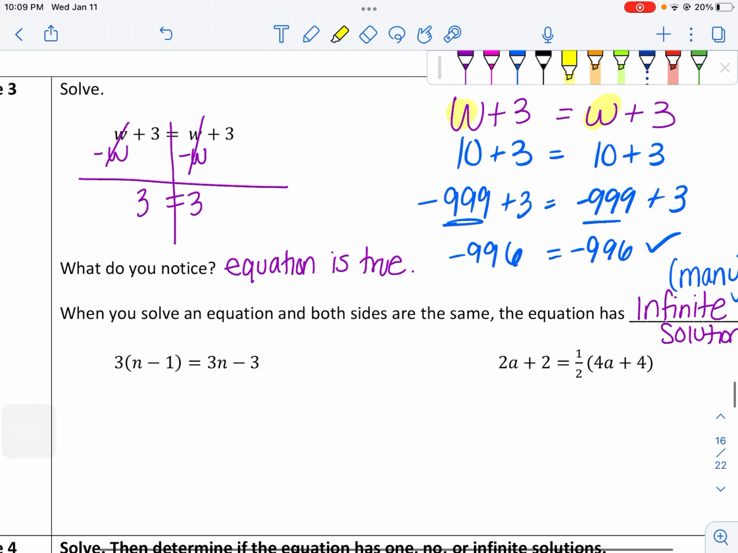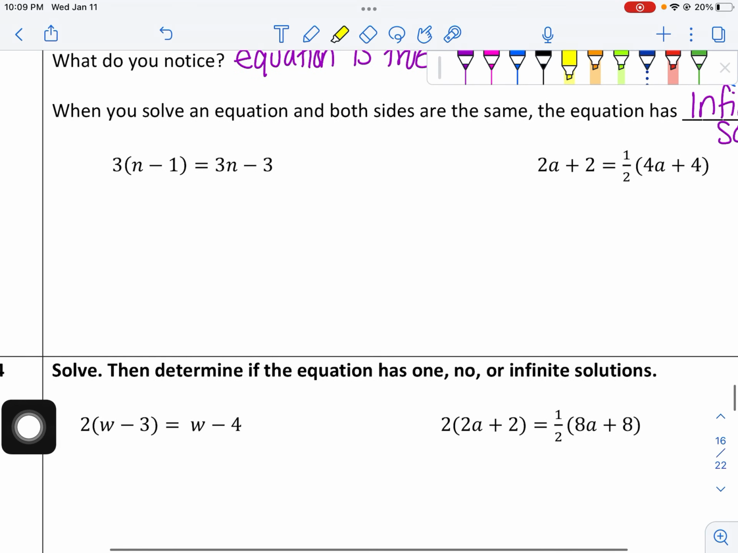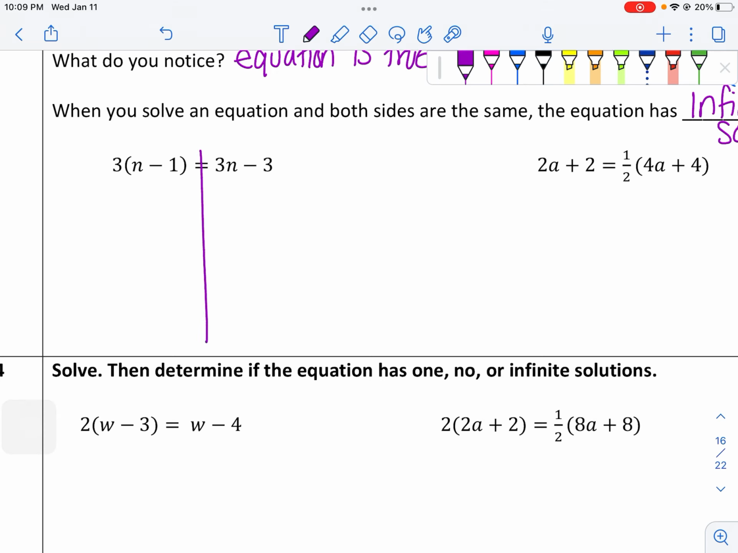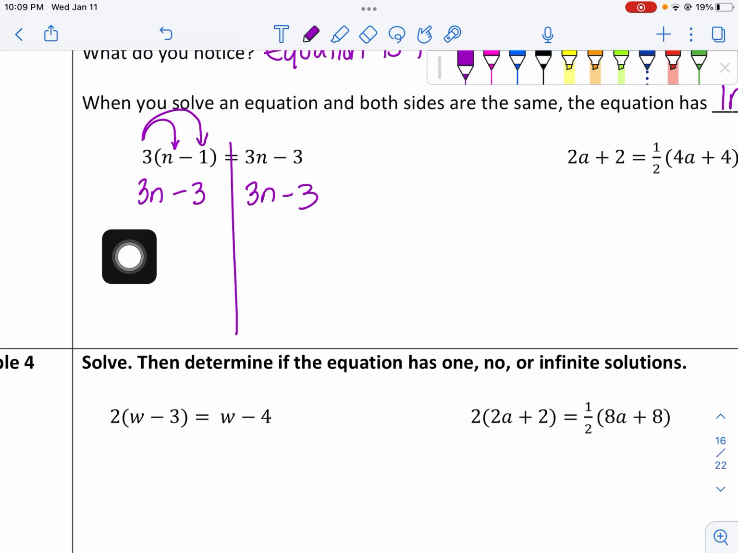So sometimes it's obvious when the equations are the same, like it was here. w plus 3 is equal to w plus 3, but not always. Sometimes they look different, but then they end up being equal. So in this one, we have a distributive property and then an equation. So if we distribute, we have 3 times n, which is 3n, and then 3 times negative 1, which is negative 3. And then we still have this 3n minus 3. So you might be able to tell right away that these are the same equation on the left and the right. When that happens, that means it is infinite solutions.